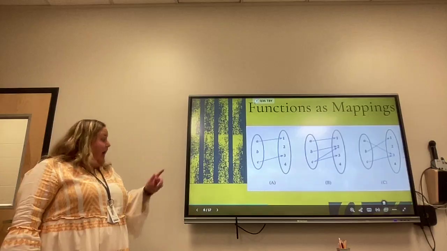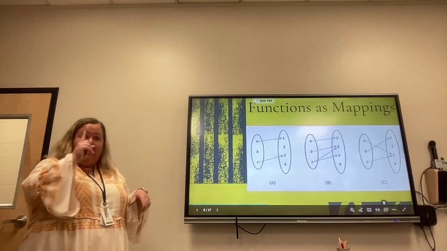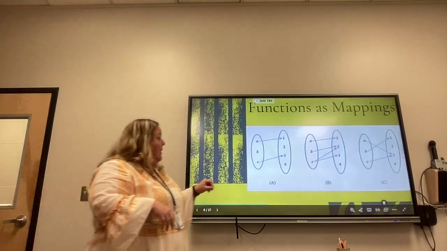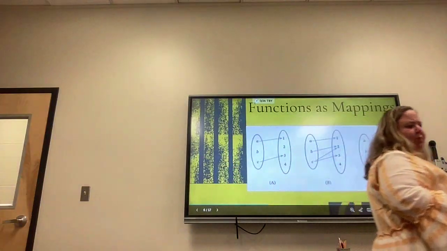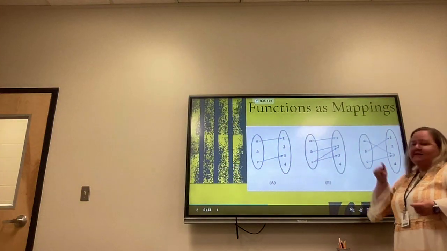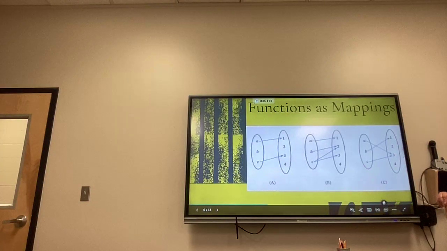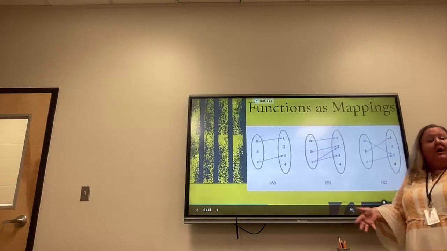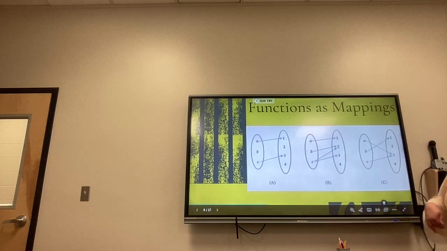A could, because it only has 1 going. What about B? Not a function. Why not? Because C is going to both. Because C is going to 2 and C is going to 3. Now, what about C? Yes. Now, where could that possibly trip you up? Because there's 2 going to 3. Yeah. There's 2 going to 3. Our outputs can repeat, our inputs cannot. Okay?